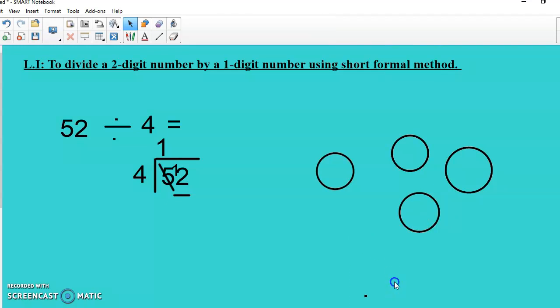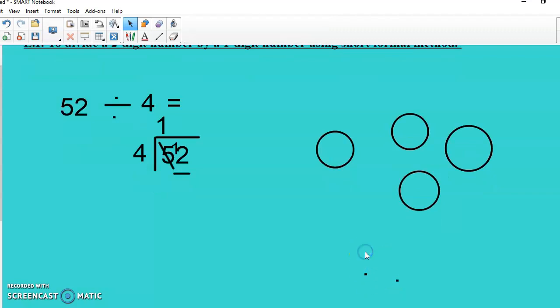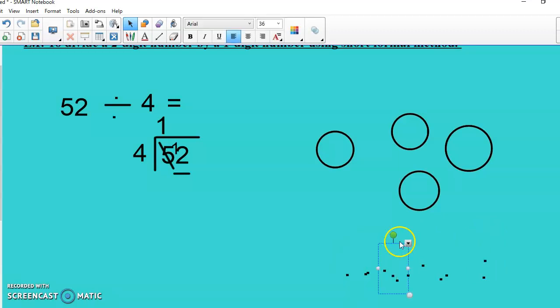1 apple, 2 apple, 3 apple, 4 apple, 5 apple, 6 apple, 7 apple, 8 apple, 9 apple, 10 apple, 11 apple, and 12 apple. Now, you don't need to do this if you know your times table, but if you don't, always use your circle or your bar model to get the answer. So I'm going to share now.